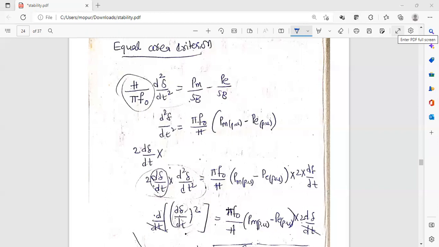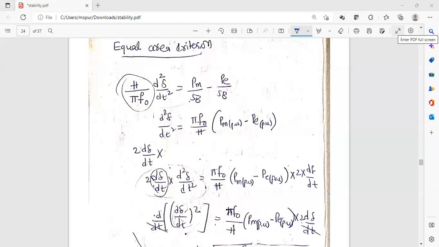For transient stability analysis, to solve the swing equation, we have three methods. They are the equal area criteria method, the modified Euler method, and the Runge-Kutta method. Now, in this video, we will see what is meant by the equal area criteria method.